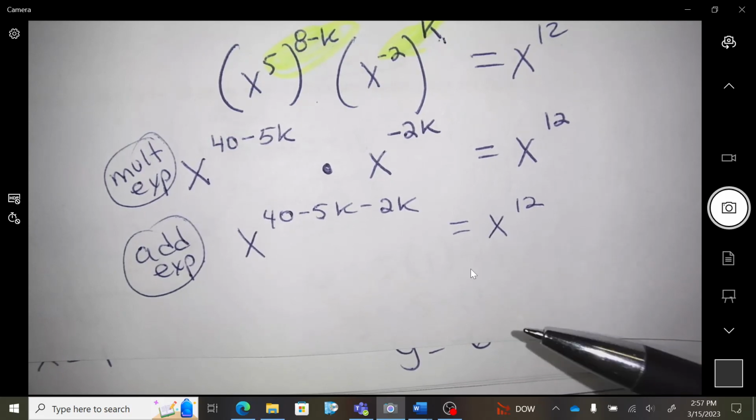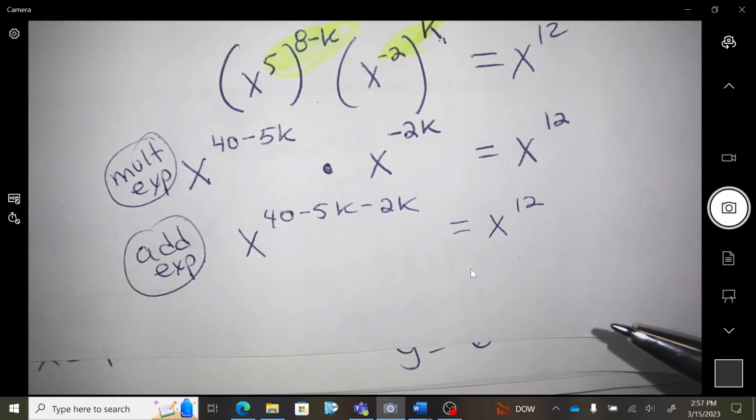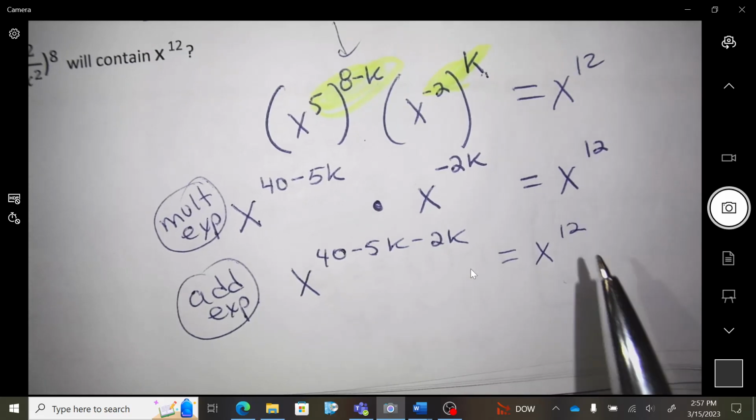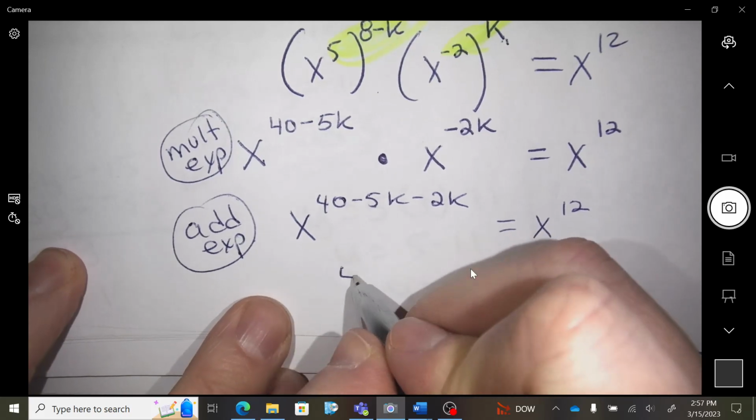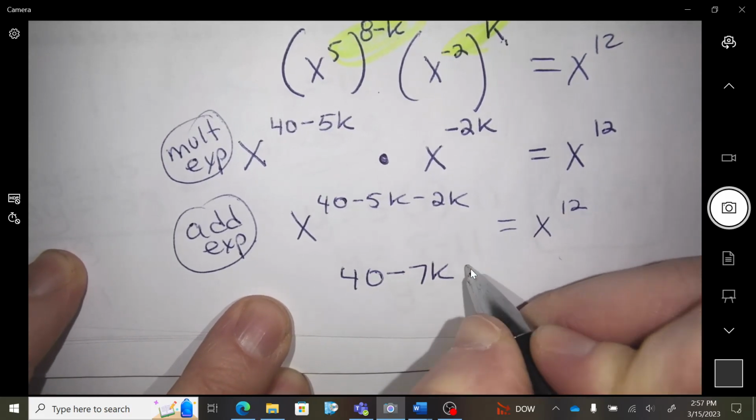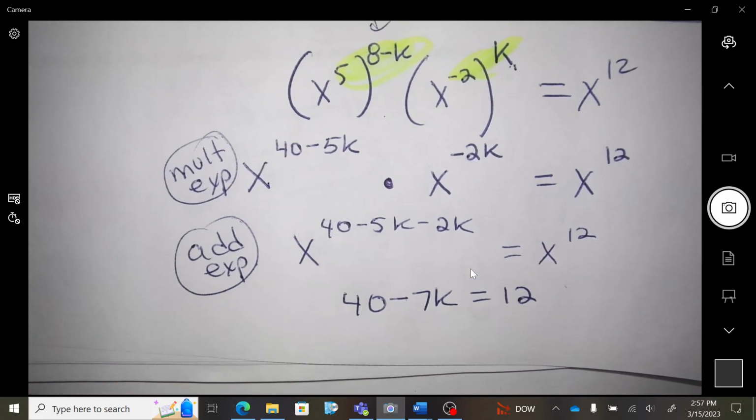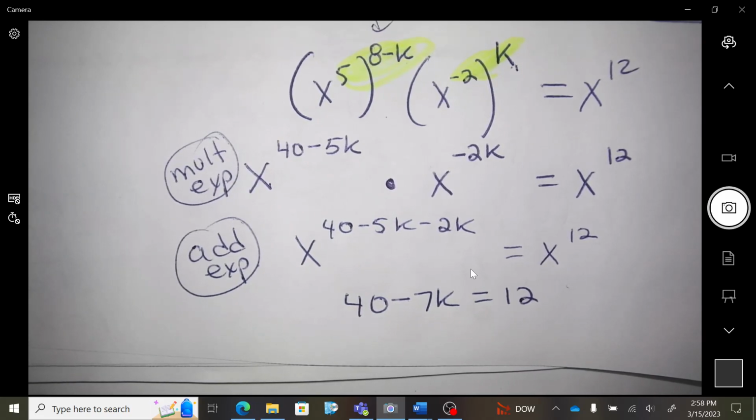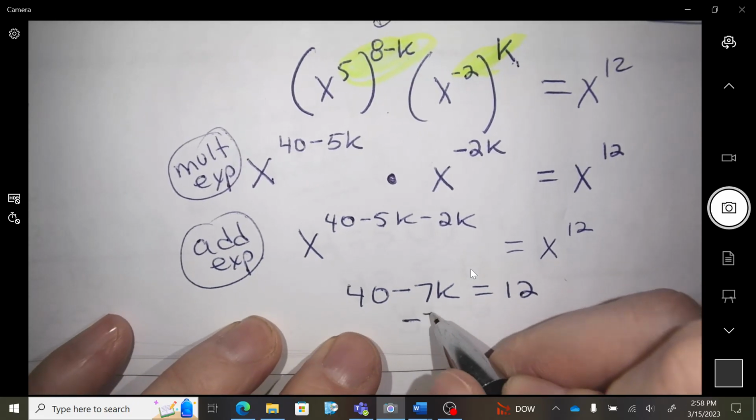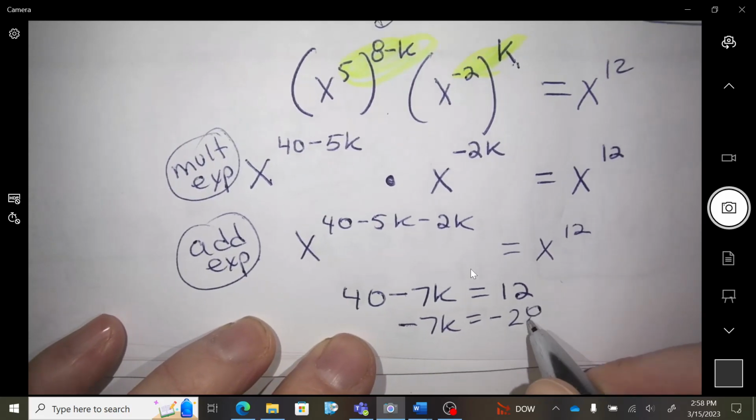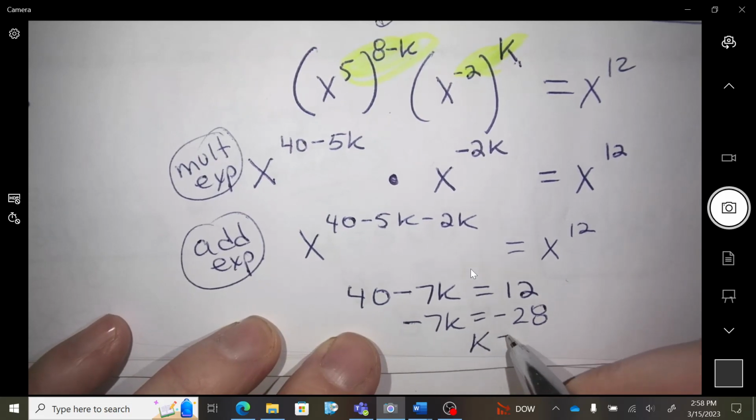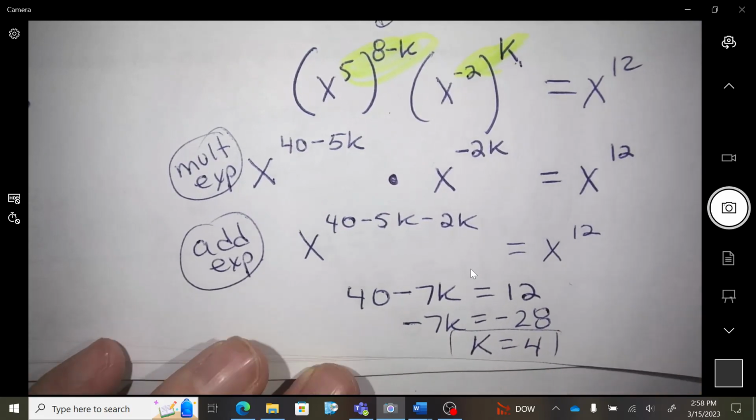Are you guys okay if I drop my x at this point? I'm making the conclusion that this exponent has to equal that. Is that going to make sense to you? 40 minus 7k has to equal 12. Does that make sense? If the base is both x, therefore we're just saying in math the exponents have to equal each other. So negative 7k equals negative 28. So k equals 4.